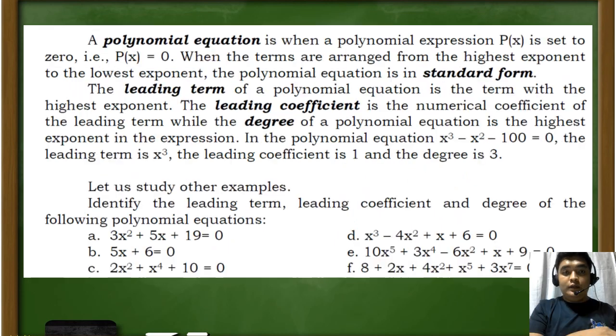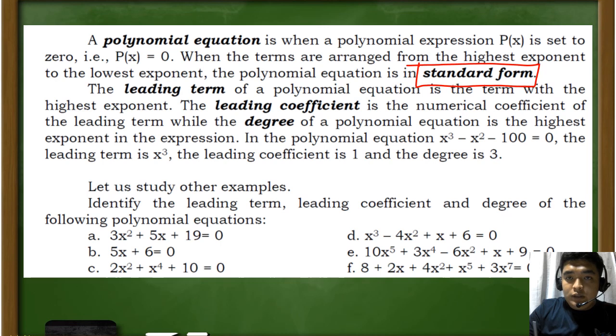A polynomial equation is when a polynomial expression p of x is set to 0, that is p of x equals 0. When the terms are arranged from the highest exponent to the lowest exponent, the polynomial equation is in standard form. Again, take note, it is standard form when the exponents are arranged from highest to lowest.